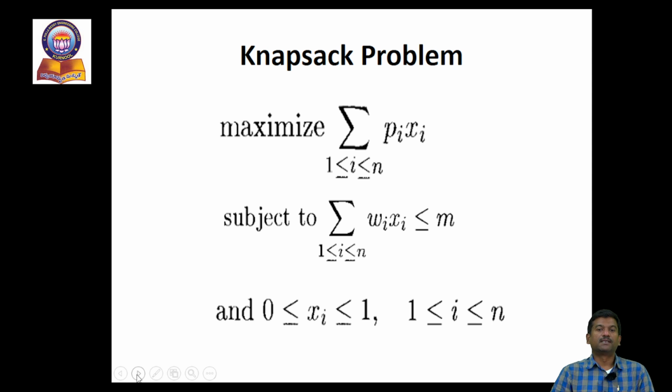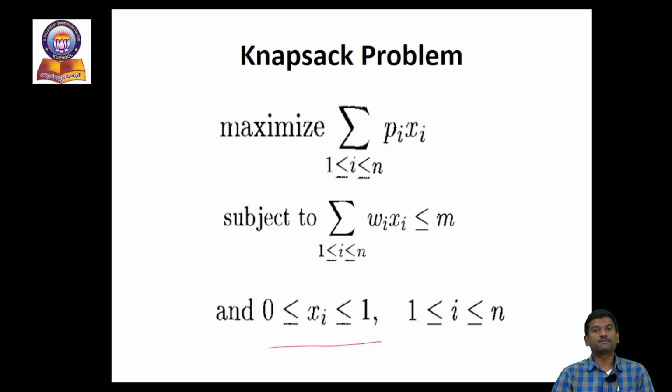And subject to the condition sum of WiXi less than or equal to M. M stands for the capacity, and W stands for the weight. As I mentioned, in the knapsack problem there is a knapsack, that is a bag, which has a certain capacity, something like 10 kgs, that is M equal to 10. The condition is that whenever you add an item into the knapsack, it should not exceed the capacity of the knapsack. If it exceeds the capacity, then we cannot include that item in the solution set. And here you can observe 0 less than or equal to xi less than or equal to 1.